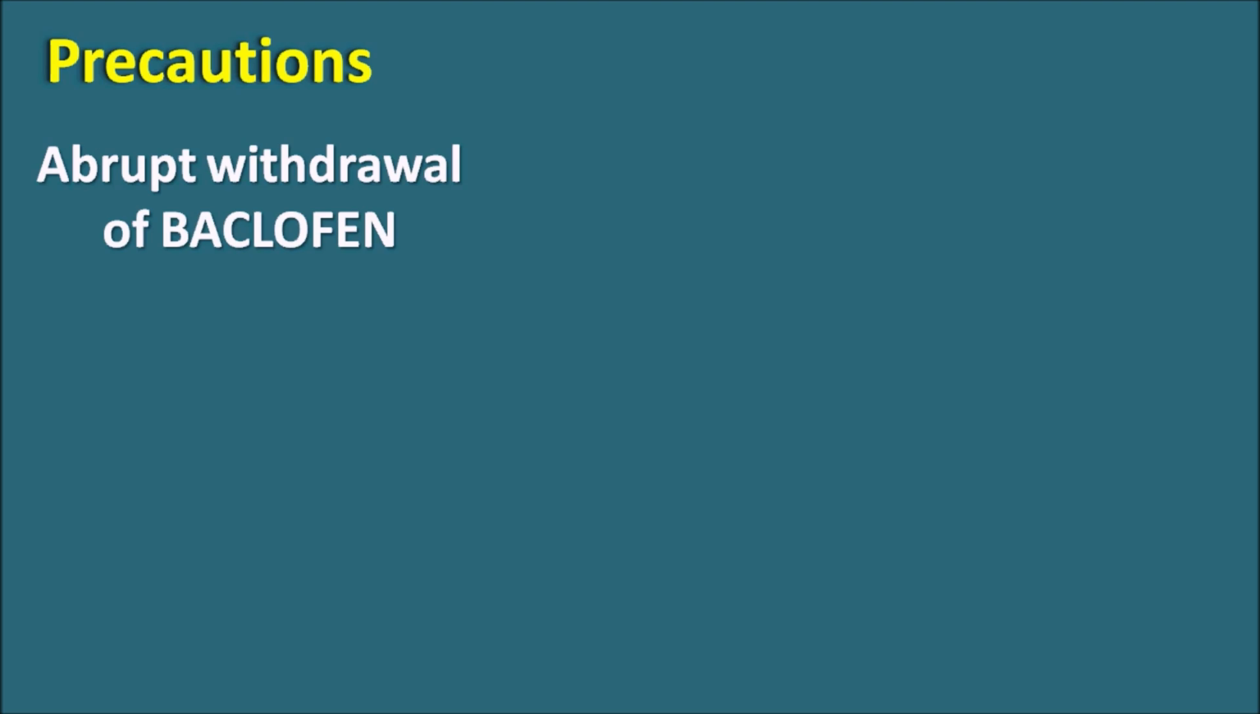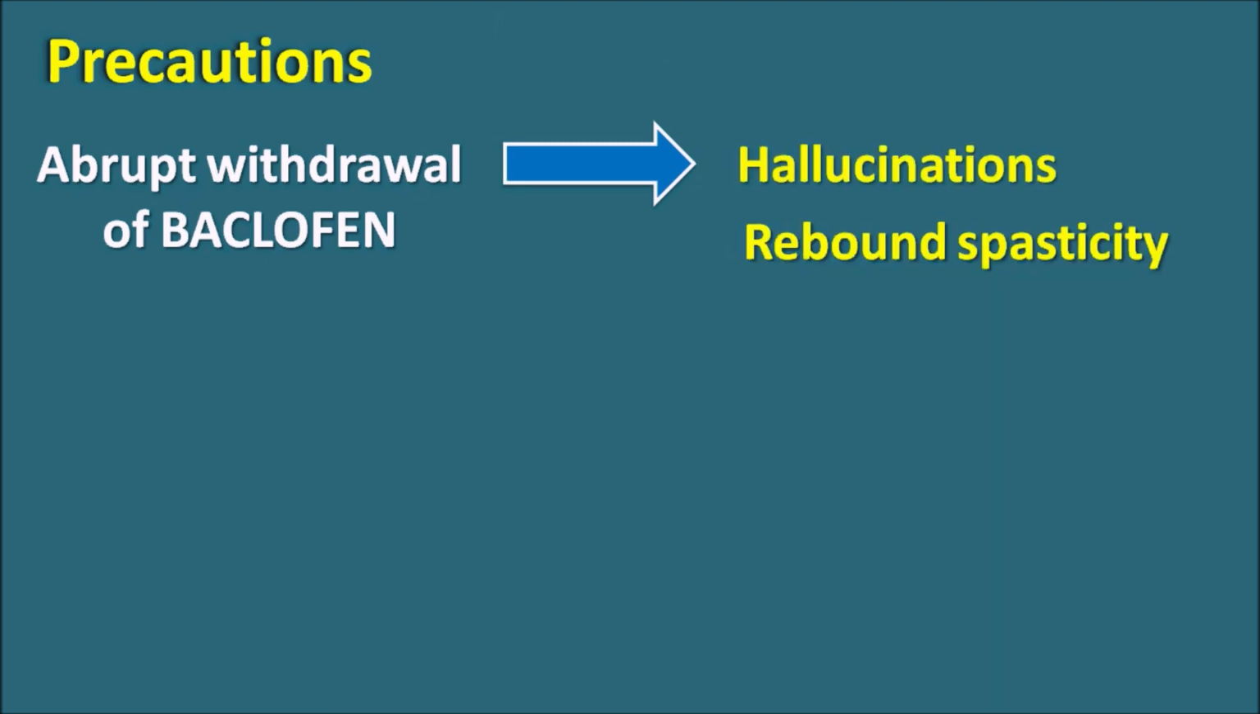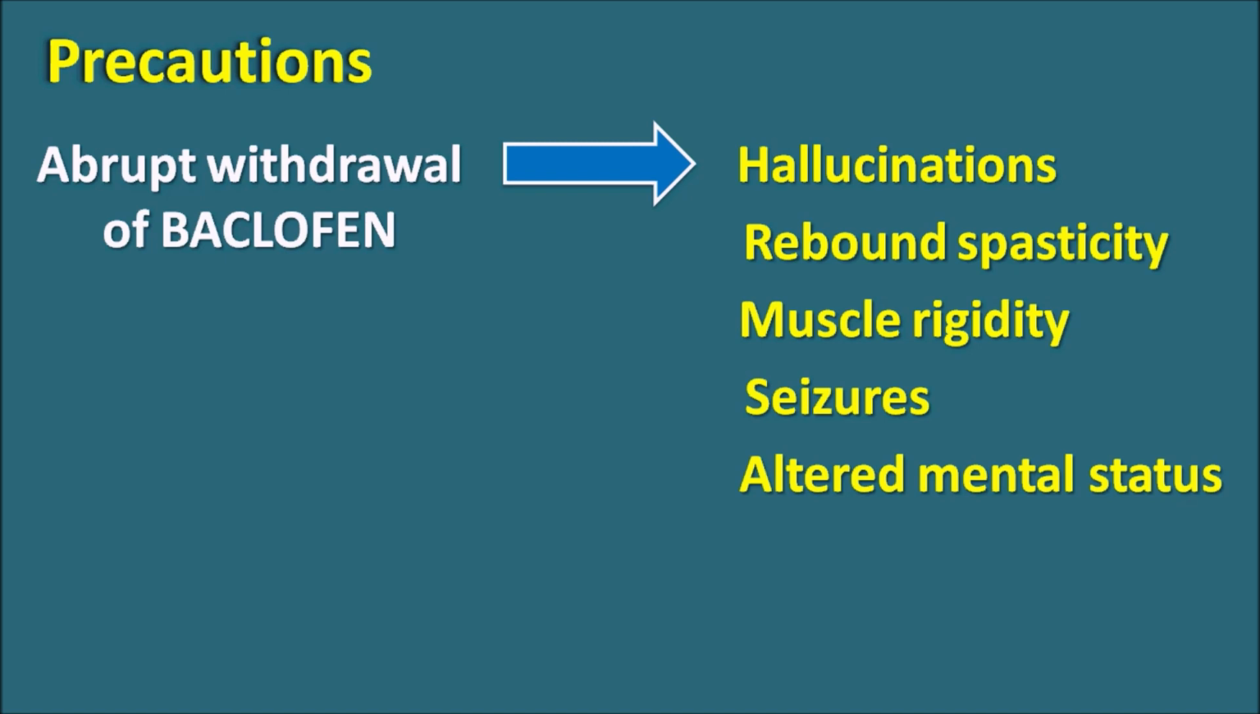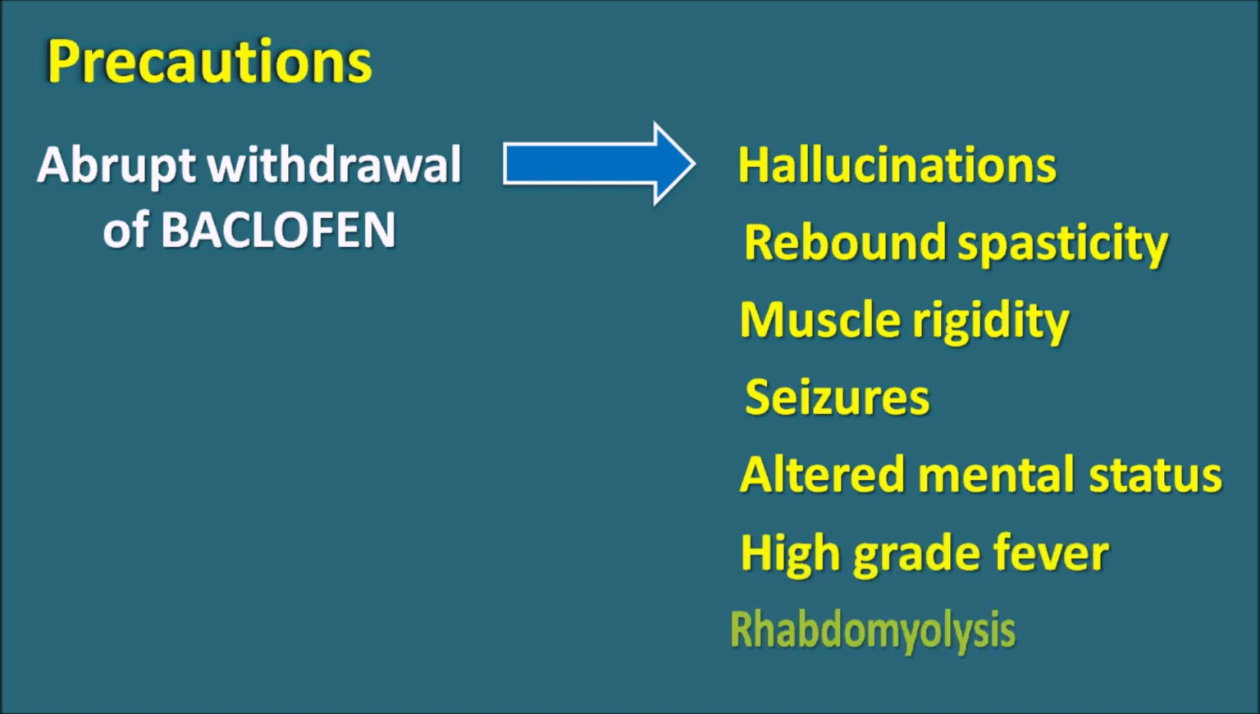Whenever baclofen is suddenly withdrawn, it can produce a variable number of side effects and withdrawal syndromes. It can produce hallucinations, rebound spasticity, and increased muscle rigidity. Apart from these, it can also produce seizures, altered mental status, and high-grade fever, and sometimes rhabdomyolysis. All these are very severe and should be immediately monitored. Otherwise, it may lead to the death of the patient.